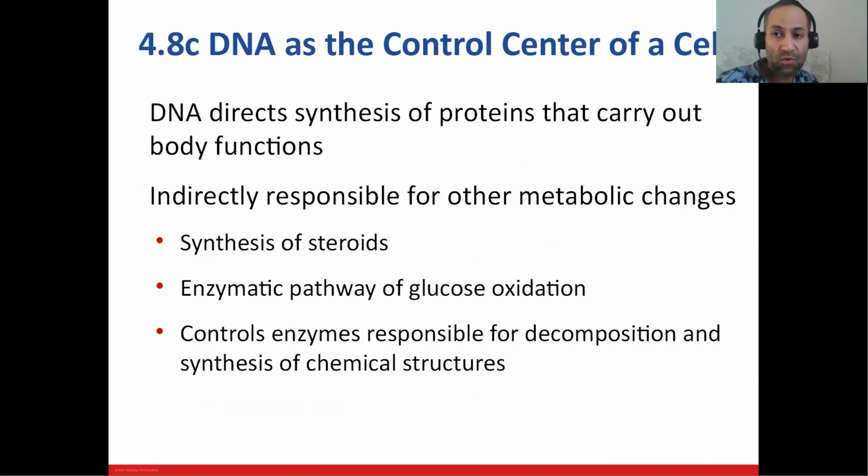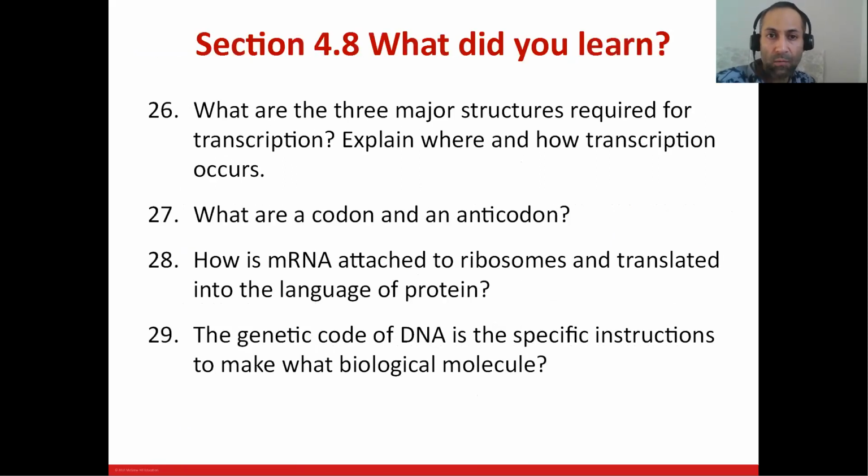DNA is the control center of the cell, also called the brain of the cell, as you can see here. What are the three major structures required for transcription? You need a DNA template, you need messenger RNA, and you need RNA polymerase. Explain where and how transcription occurs. It occurs in the nucleus. And how does it occur? It copies the DNA. We just looked at it.